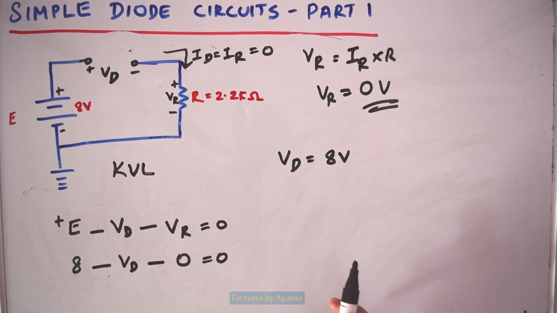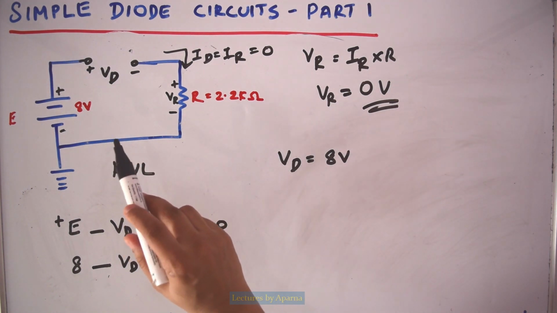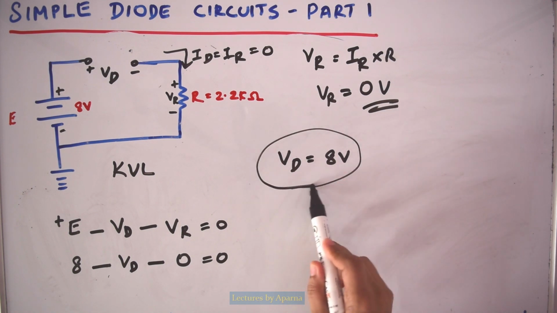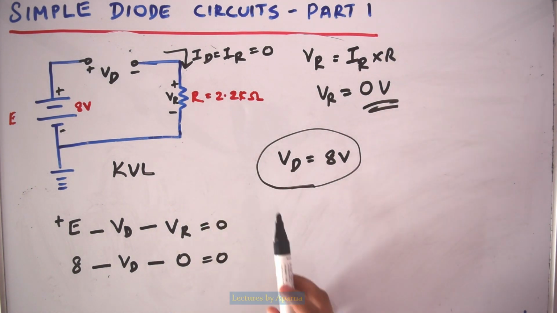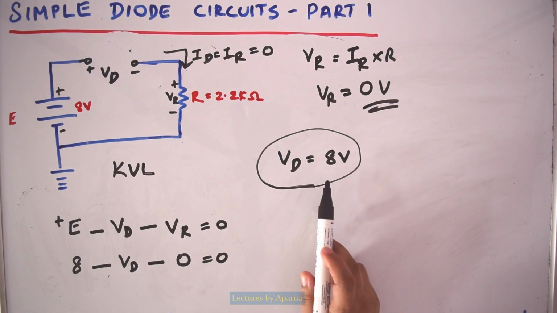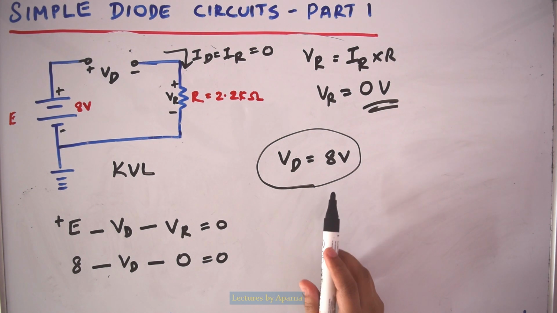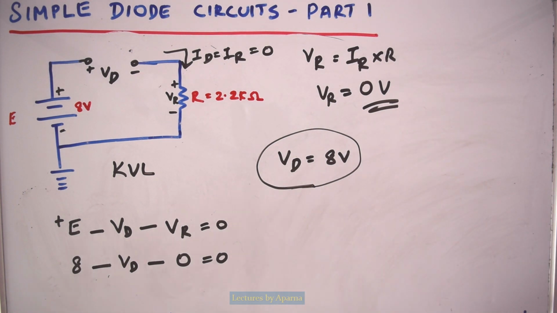Here you should note that even though the diode is off, the value of VD is not equal to 0. But ID will be equal to 0. VD will have a significant value. So that should be kept in mind. Now let's see the next circuit.